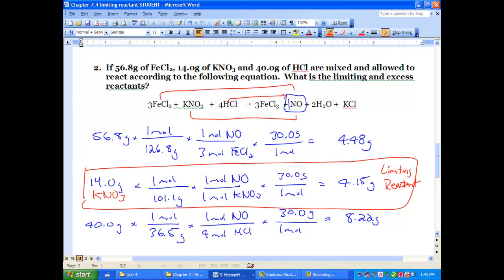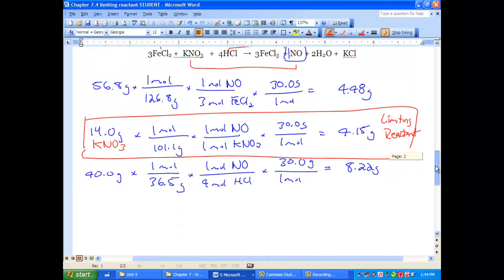And you can see that KNO3 makes the least amount of NO. It's the limiting reactant. It's going to make the least amount of every product. So yes, this took a little while, but in a 3-reactant scenario, you can still figure out the limiting reactant by looking at one product. Well, here's the little twist.